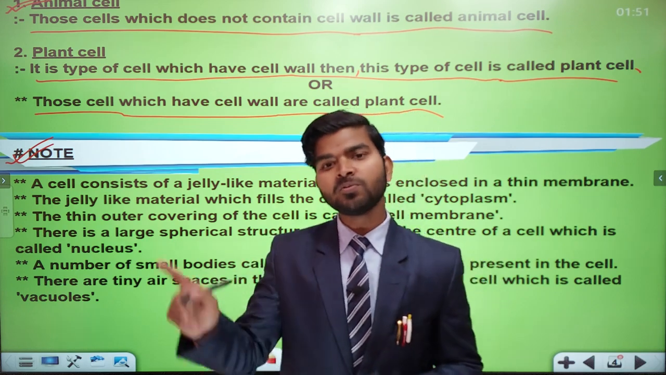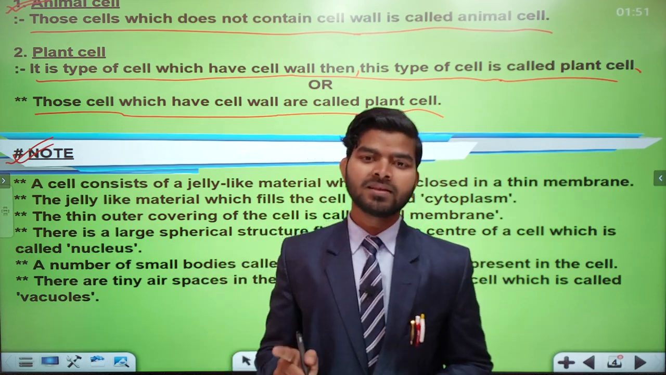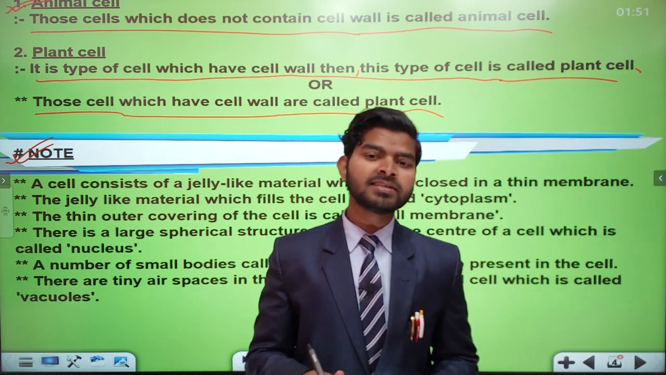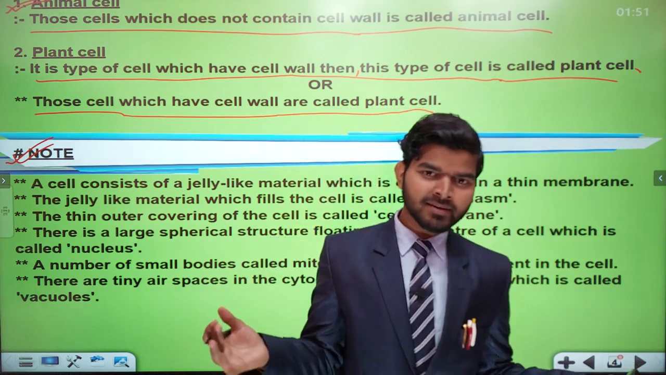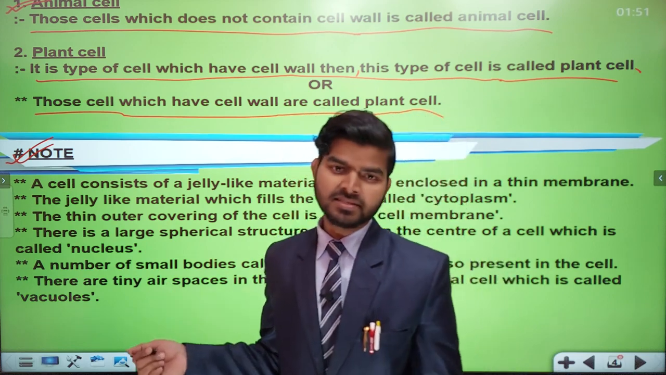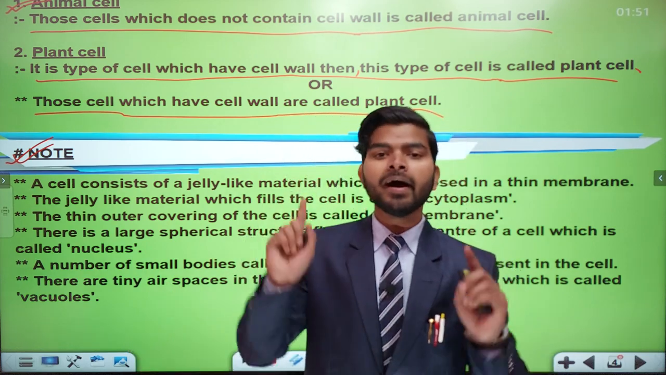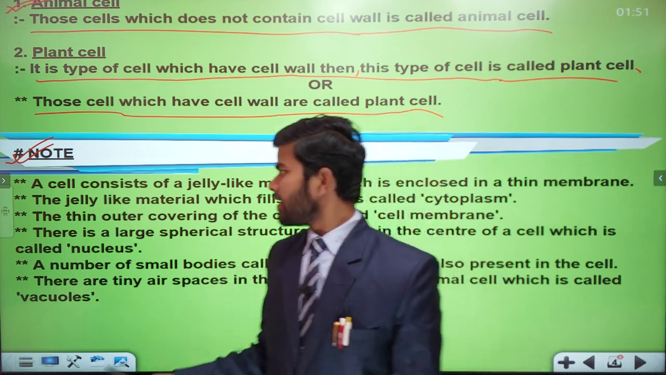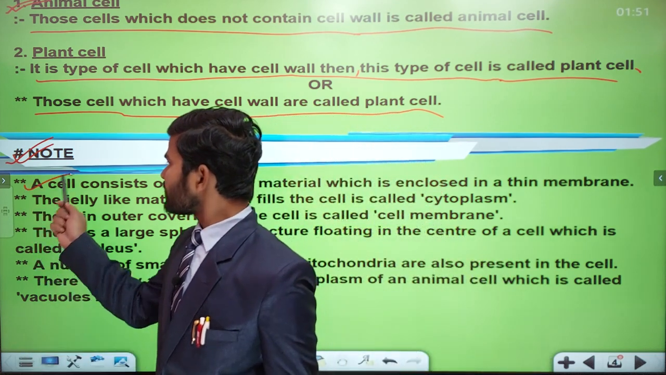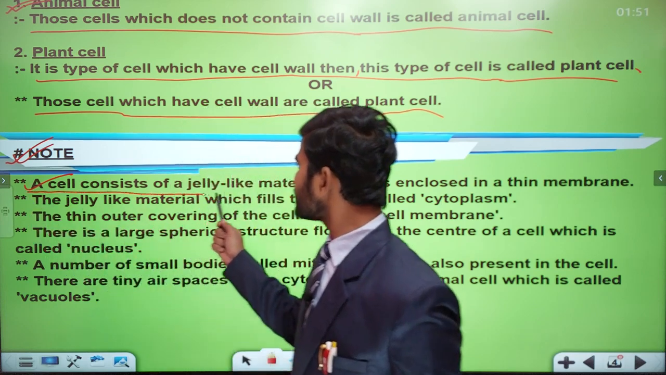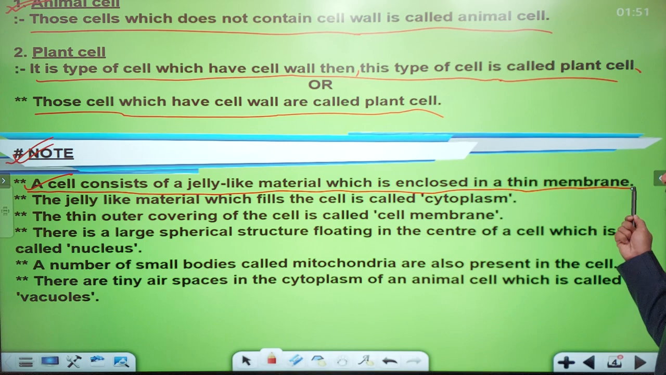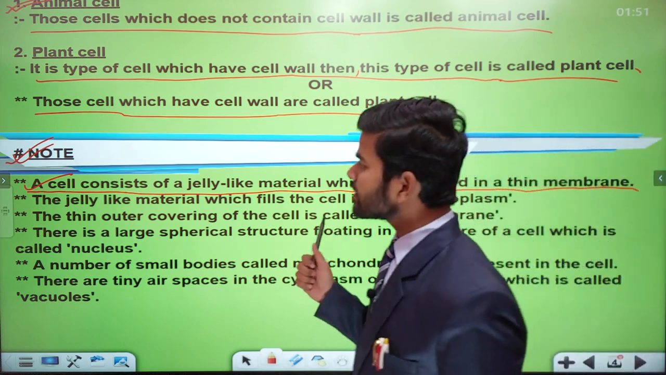These points are going to be important for your whole life, for your 10th level examination, maybe your inter level examination, and these are the basic things that you are going to study in higher classes. So we must be careful to learn about this. I'm writing that the first one is that a cell consists of a jelly-like material which is enclosed in a thin membrane.